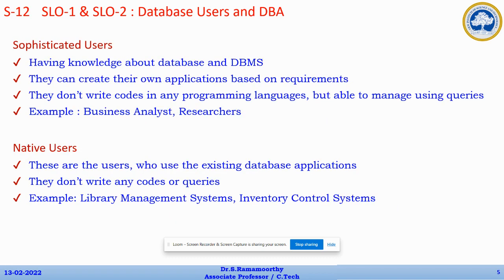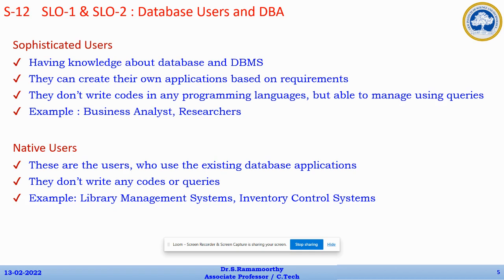The third type of users are the sophisticated users. They have much knowledge of the database management system. They can create their own application based on the requirement, but they don't write code in any programming language. Examples are data analysts, business analysts, and researchers. They don't have much knowledge about the coding part. They only want to analyze the business outcome and how to improve the business process. These are their objectives.